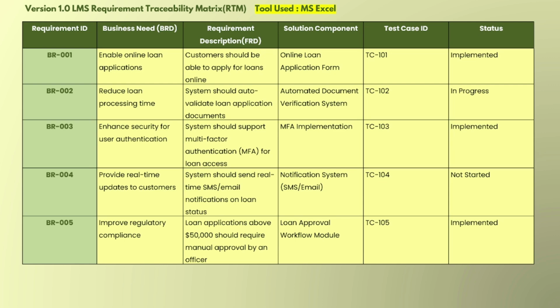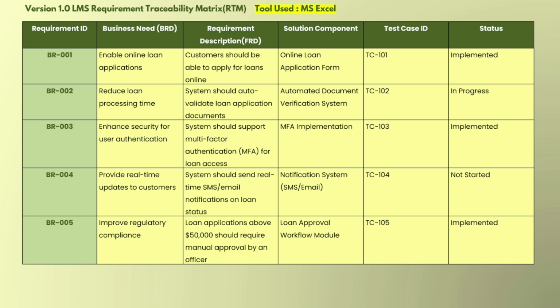So then what do we need to do, what is the solution for that? Automate the document verification system. This is what the software development team will do. Then we, the QA team, will test it, and now the status is in progress, which means it's not that it is implemented, nor is it that it has not even started.